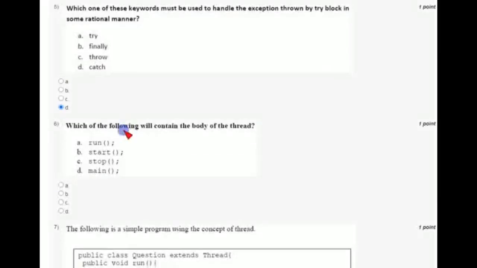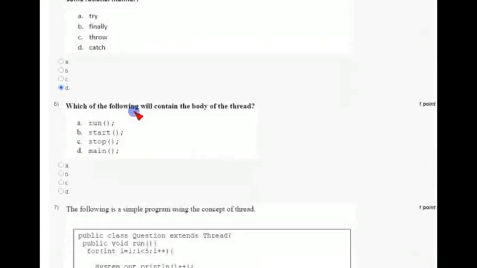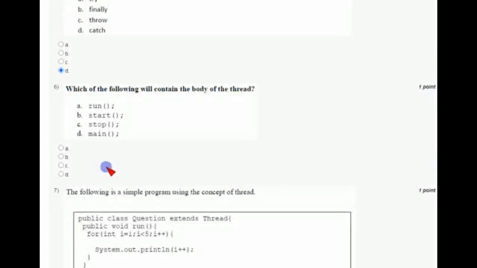And we have completed half of the questions, that is five questions. And coming to sixth question, which of the following will contain the body of the thread? The answer for this is run. Run will contain the body of the thread. So mark option A as the correct answer.